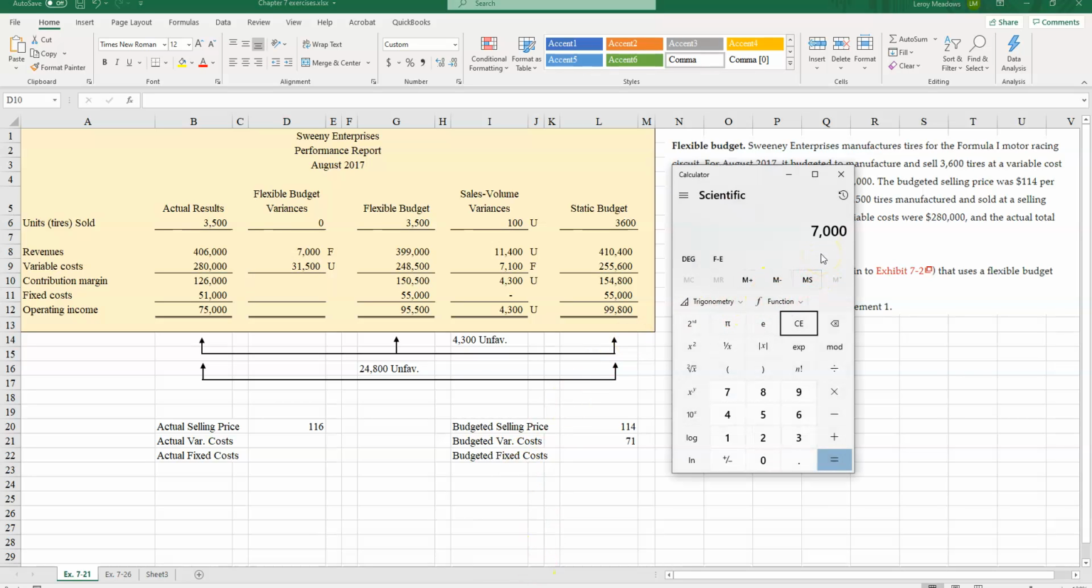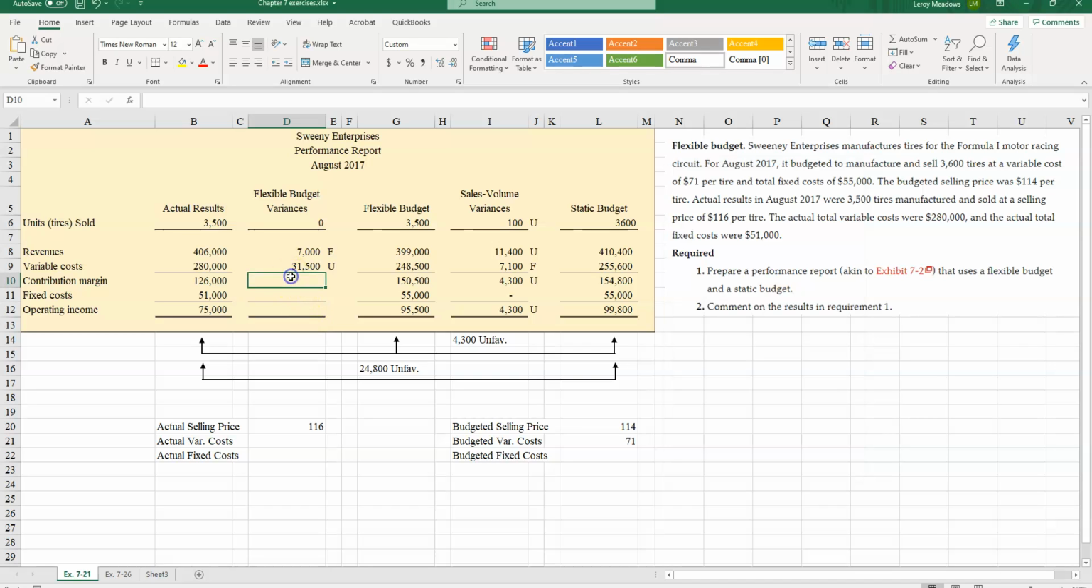7,000 favorable minus 31,500 unfavorable. And so I have contribution margin income. The difference is 24,500. Is that favorable or unfavorable? Well, it's unfavorable because I should have had $150,500 with the contribution margin, and my contribution margin was only $126,000. So that's going to be unfavorable.